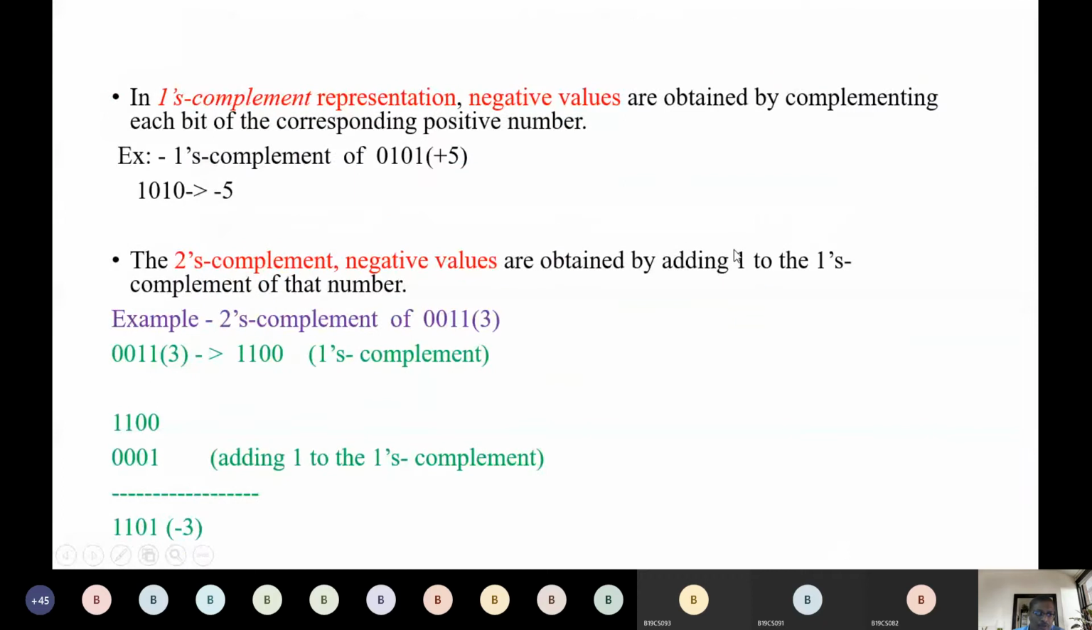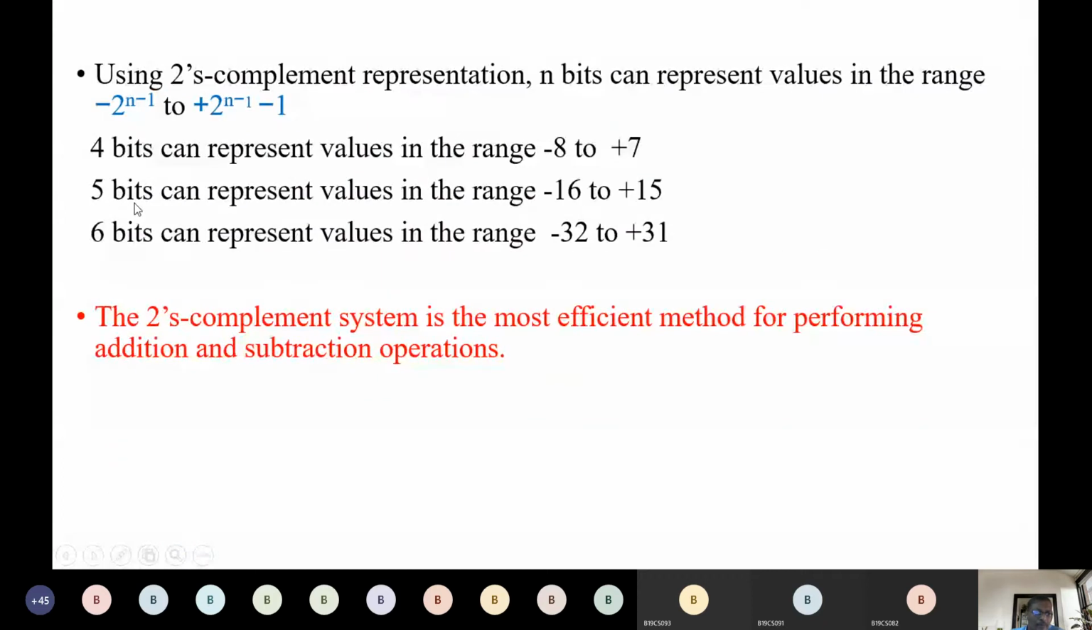For example, if we take 5 bits, we can represent minus 16 to plus 15. If you substitute 5 for n, 5 minus 1 is 4, 2 to the power of 4 is 16, so minus 16 to 16 minus 1, which is 15. Similarly, 6 bits can represent values in the range of minus 32 to plus 31, and so on. So you need to increase the bits if you want to represent more numbers on either side of 0, both minus and plus.